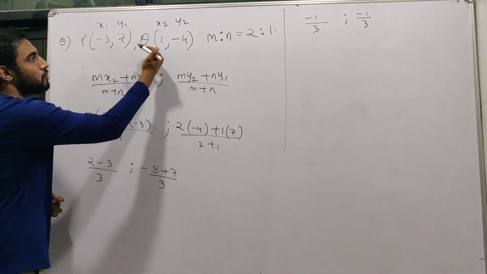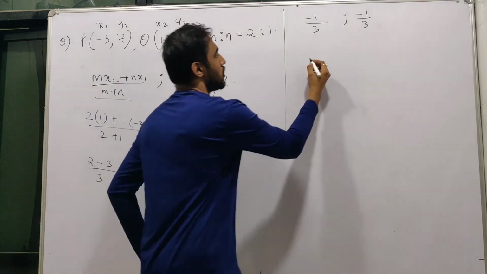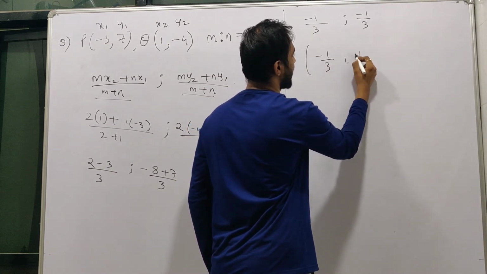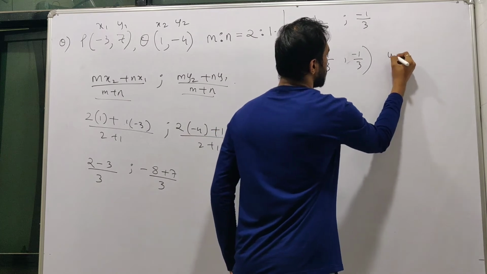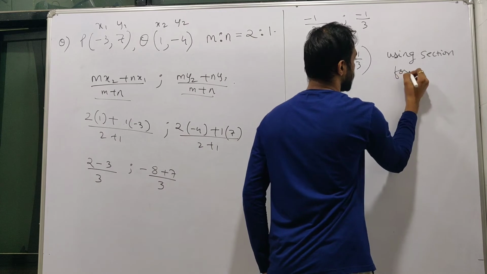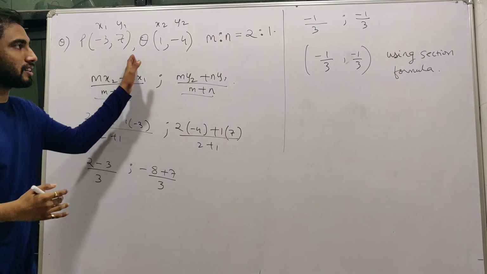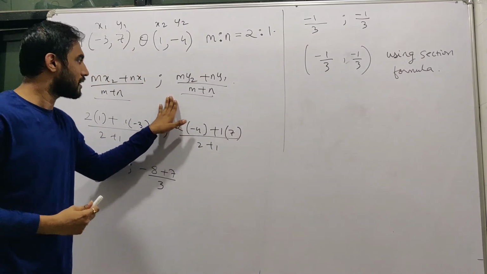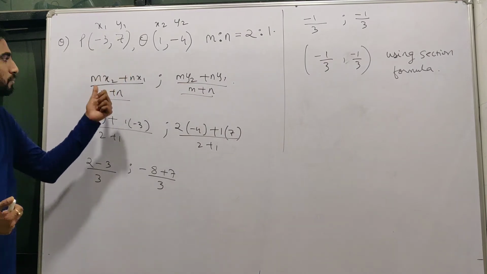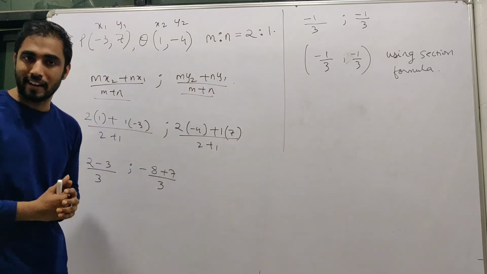So for points P and Q, if m and n are given, we apply the section formula and we obtain an answer for the point. In the end, all we have to write down is a bracket with the 2 values. Again, this numerical comes in the state board exam for 2 or 3 marks. It is a very important type of numerical which is asked more often. So mx2 plus nx1 upon m plus n for the x coordinate, my2 plus ny1 upon m plus n for the y coordinate.